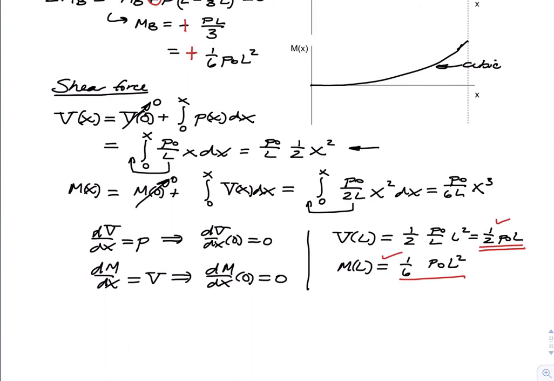Always good to use as many checks as you can. Here we're checking equilibrium from drawing the FBD and writing down equilibrium with what we get from equilibrium using our nifty equilibrium relationships here of P equal to dV/dx and V equal to dM/dx. So always check your work if you can.